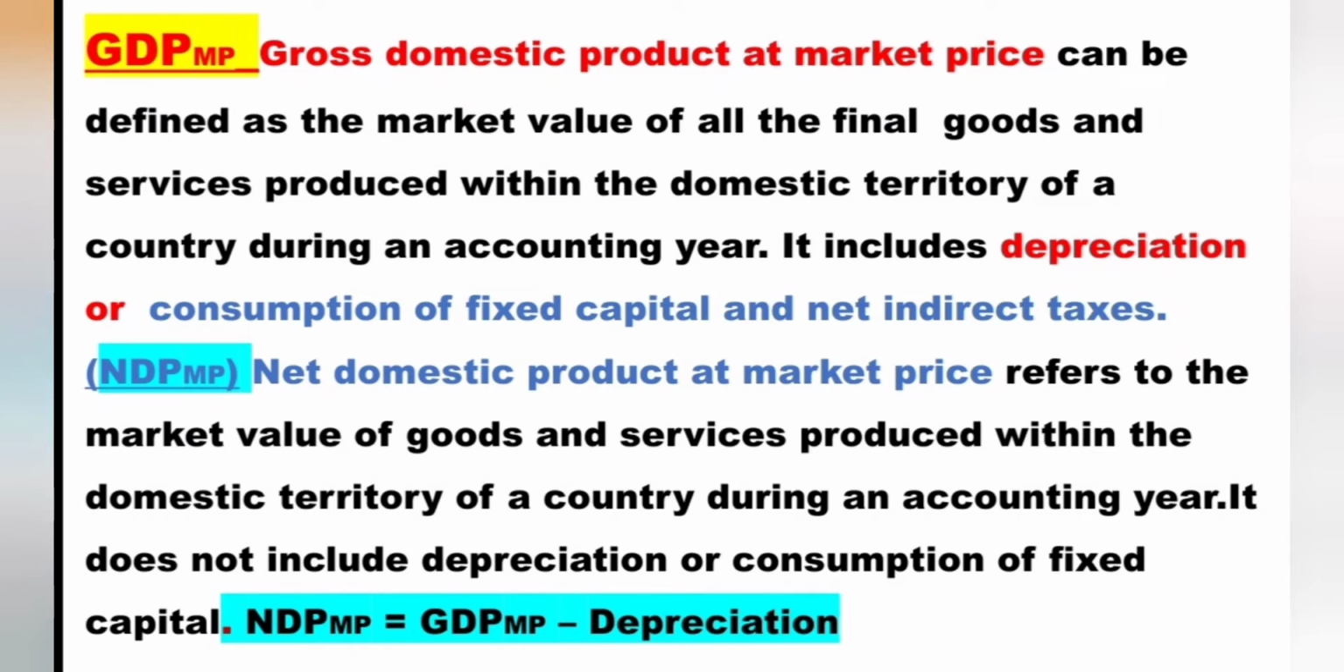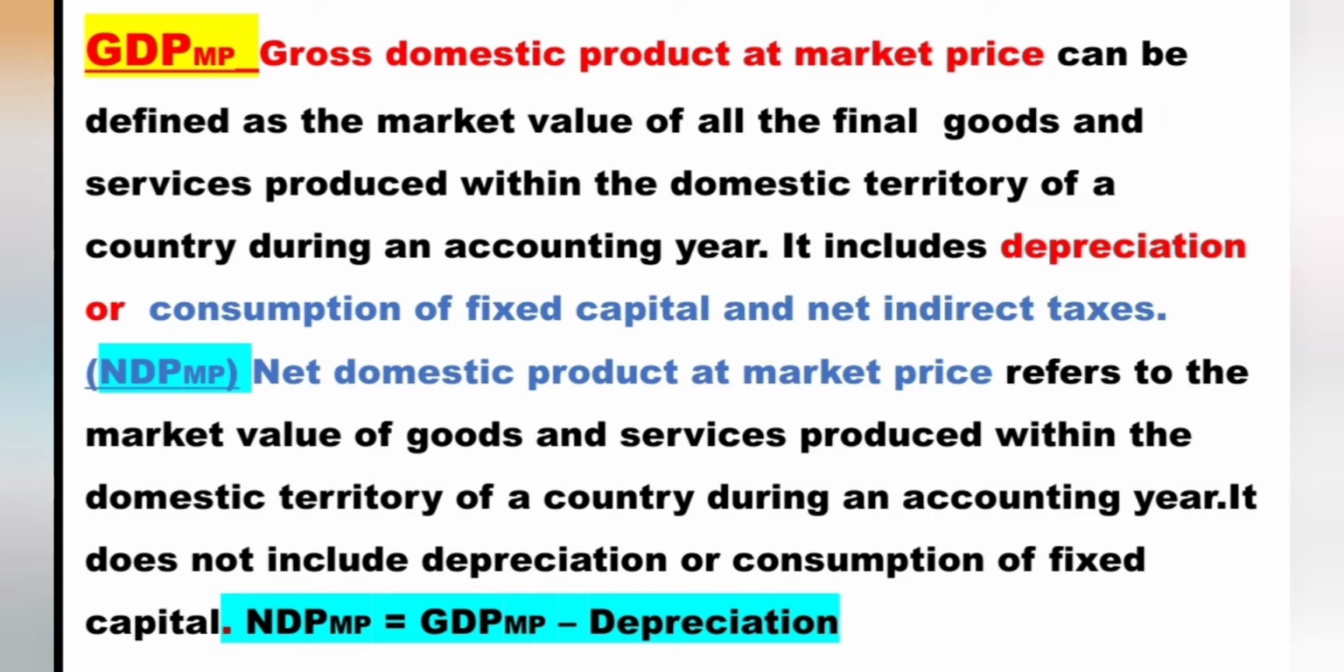It includes depreciation, which is otherwise known as consumption of fixed capital. It also includes net indirect taxes. So, GDP at market price. It is a gross concept, it is a domestic concept, and it is at market price. So, each and every term is important. What makes it gross? Because it includes depreciation.